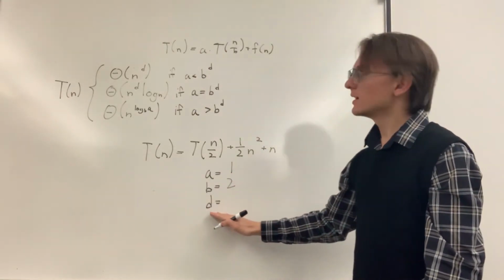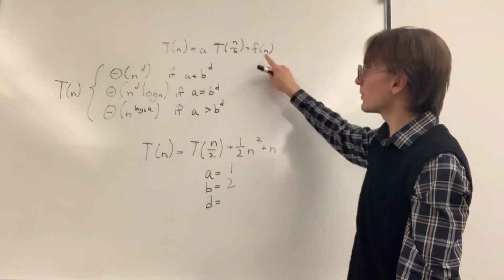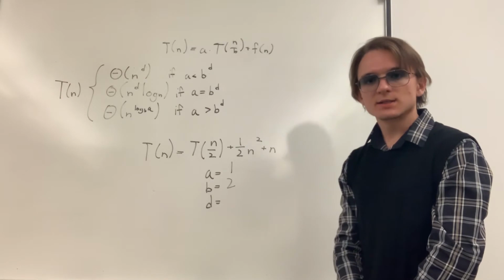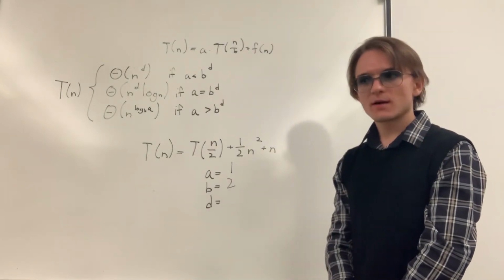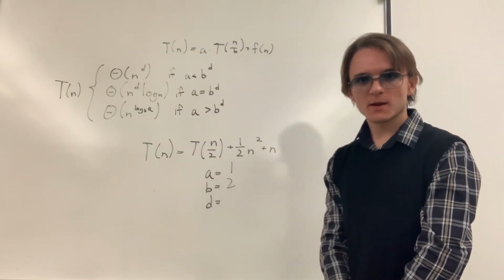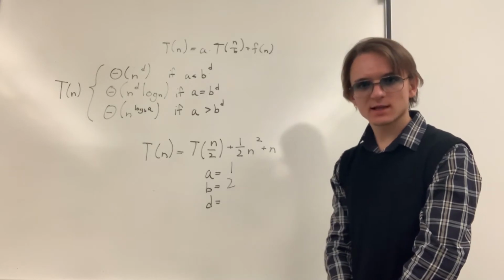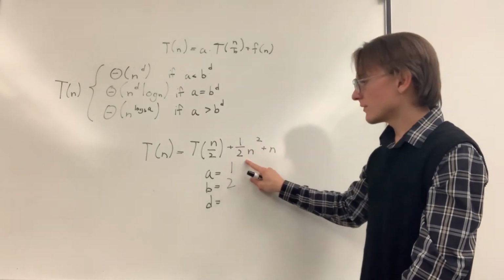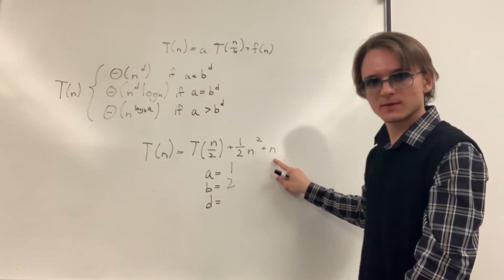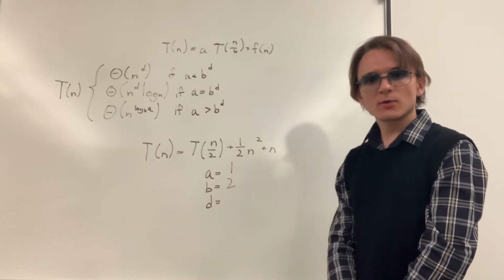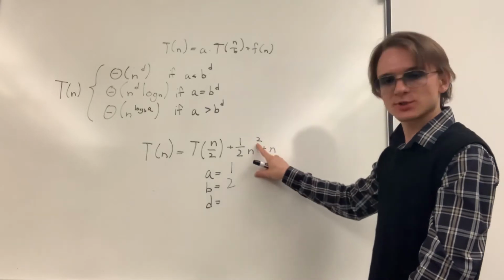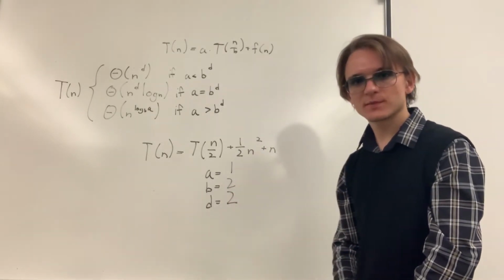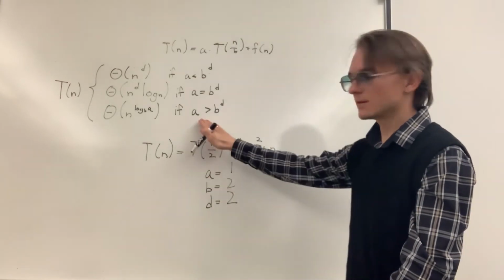Our d is not listed up here, but it belongs as the f(n). The d is the exponent of the most quickly growing component of that segment of the equation. Here we have 1/2 of n squared plus n. The most quickly growing exponent would be this 2 right up here. So d is 2.